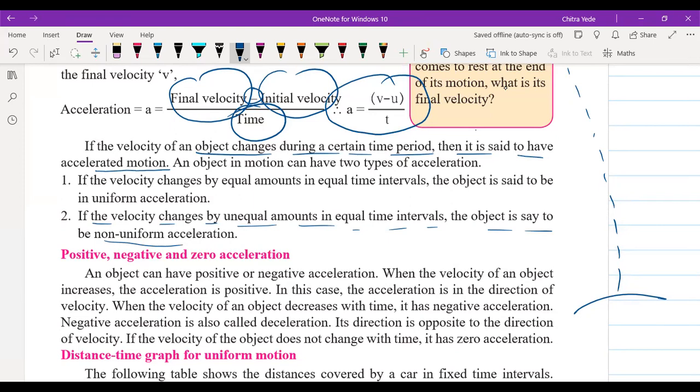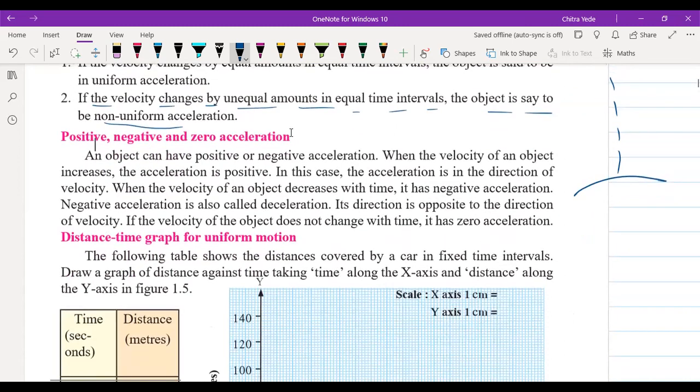Keep replying. Yes, sir. Now types, very important. So we have three types: positive acceleration, negative acceleration, and zero acceleration.